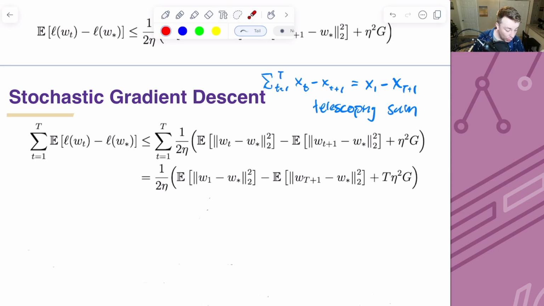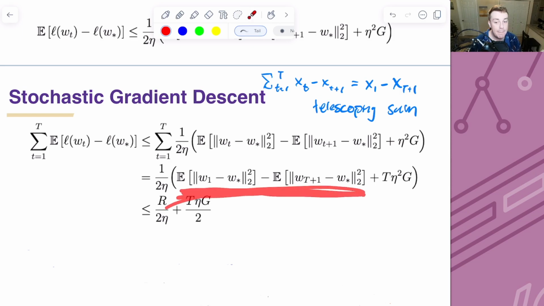Now, finally, we're almost there. There are just two more big steps I have to do. The first is that I can now upper bound this distance here by at most r. The reason I know that is because our assumption r is that the distance between the starting point and the optimal is at most r, and subtracting off anything only decreases that. So here I'm just saying that at most this is r. So now we have that this whole sum is at most r over 2 eta plus T eta G over 2.